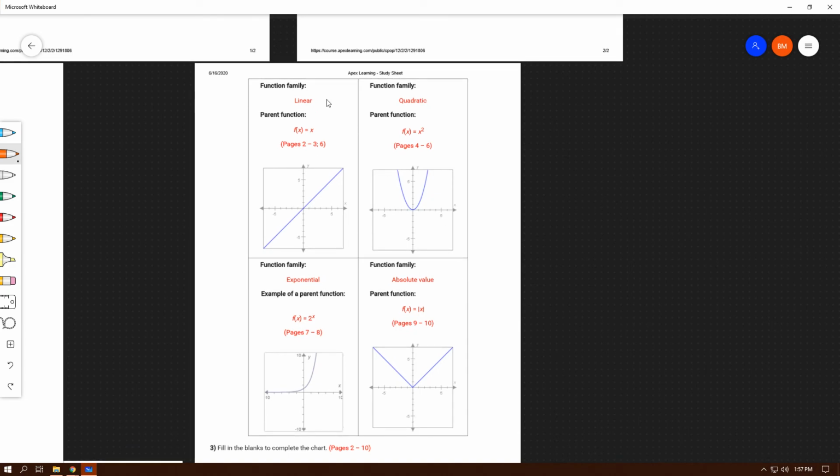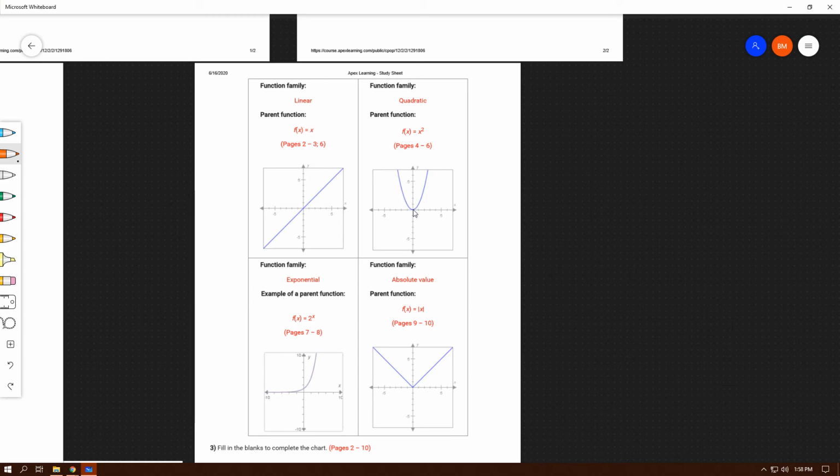Before that, we have the linear parent function, which is just f of x equals x or y equals x, right? I get this from your study guide, which you have access to. You have access to the unfilled one on Apex and the answers. I emailed everybody at the beginning of the year. So if you don't have it, let me know. So it goes right through the origin, nice basic straight line. Any deviation from this would just be part of the family and not the parent.